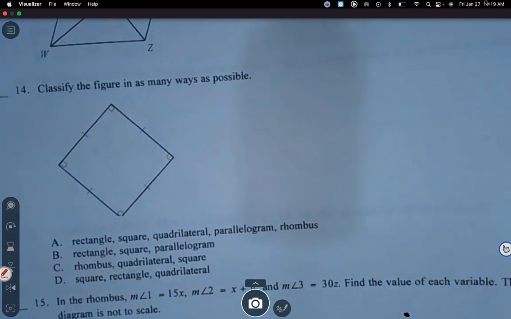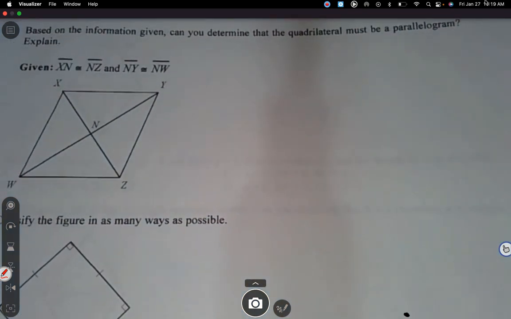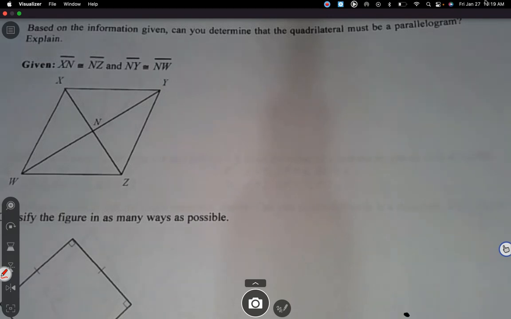Okay, number 13. It says, based on this information, can you determine that the quadrilateral is a parallelogram? So it tells us the same thing we knew on the last problem. These 2 are equal, and these 2 are equal. So is it a parallelogram? Yes, because the diagonals bisect each other. And we used that on the last problem.